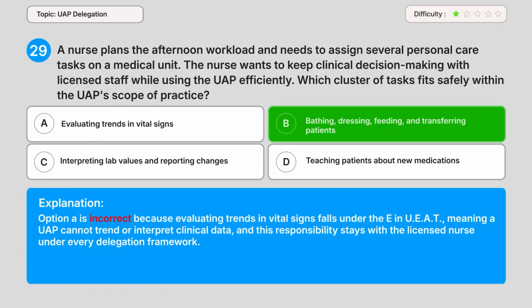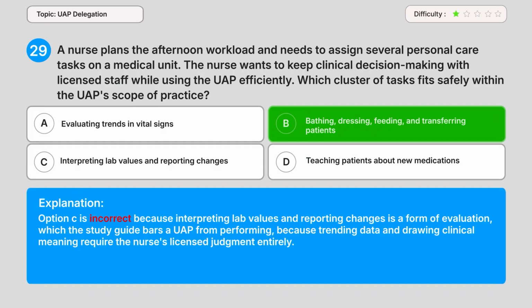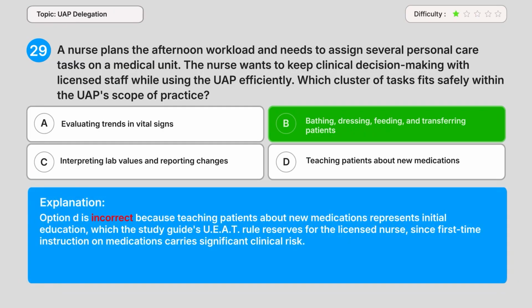Option A is incorrect because evaluating trends in vital signs falls under the E in UEAT, meaning a UAP cannot trend or interpret clinical data, and this responsibility stays with the licensed nurse under every delegation framework. Option C is incorrect because interpreting lab values and reporting changes is a form of evaluation, which the study guide bars a UAP from performing, because trending data and drawing clinical meaning require the nurse's licensed judgment entirely. Option D is incorrect because teaching patients about new medications represents initial education, which the study guide's UEAT rule reserves for the licensed nurse, since first-time instruction on medications carries significant clinical risk.